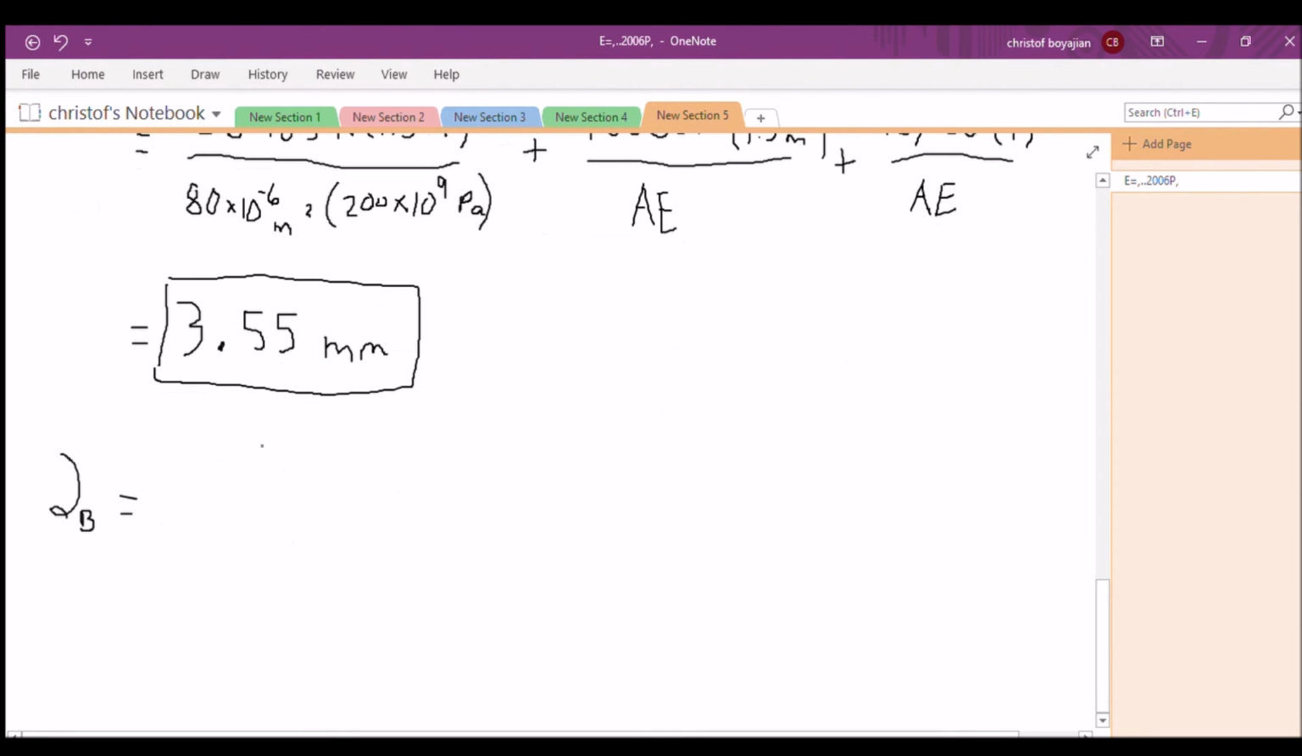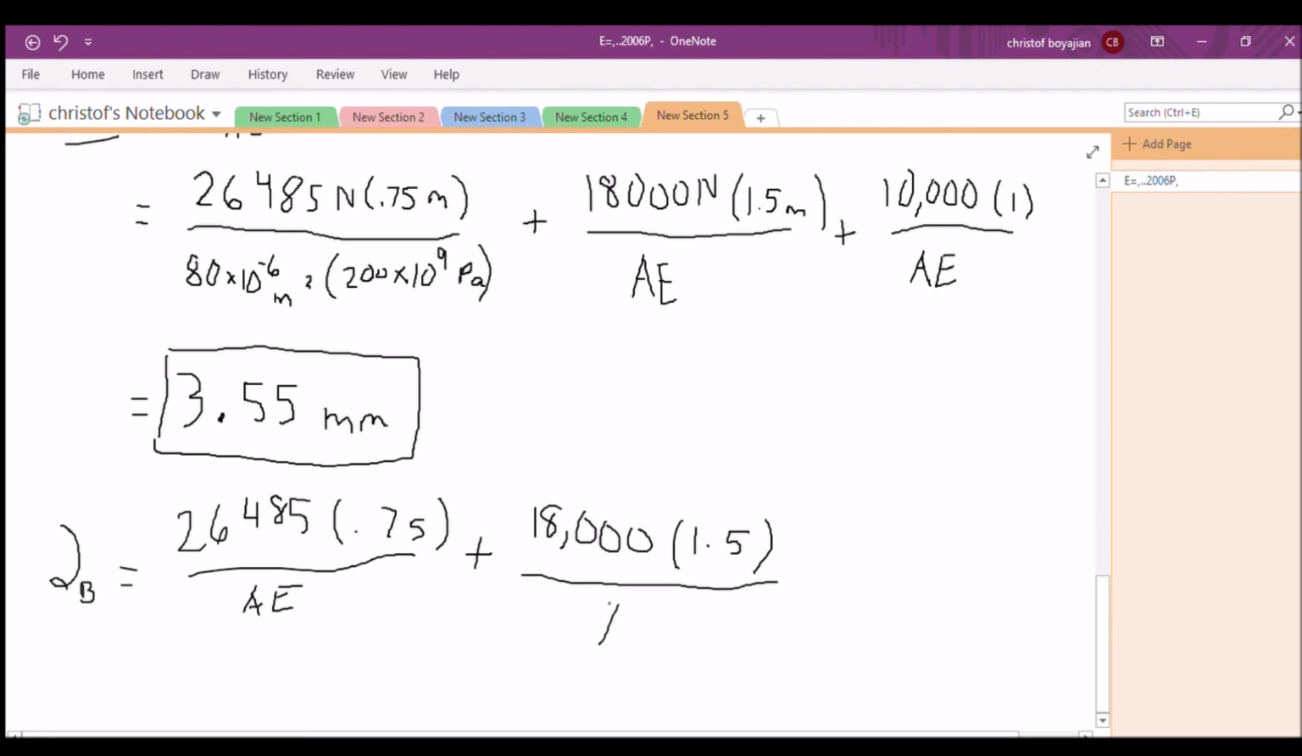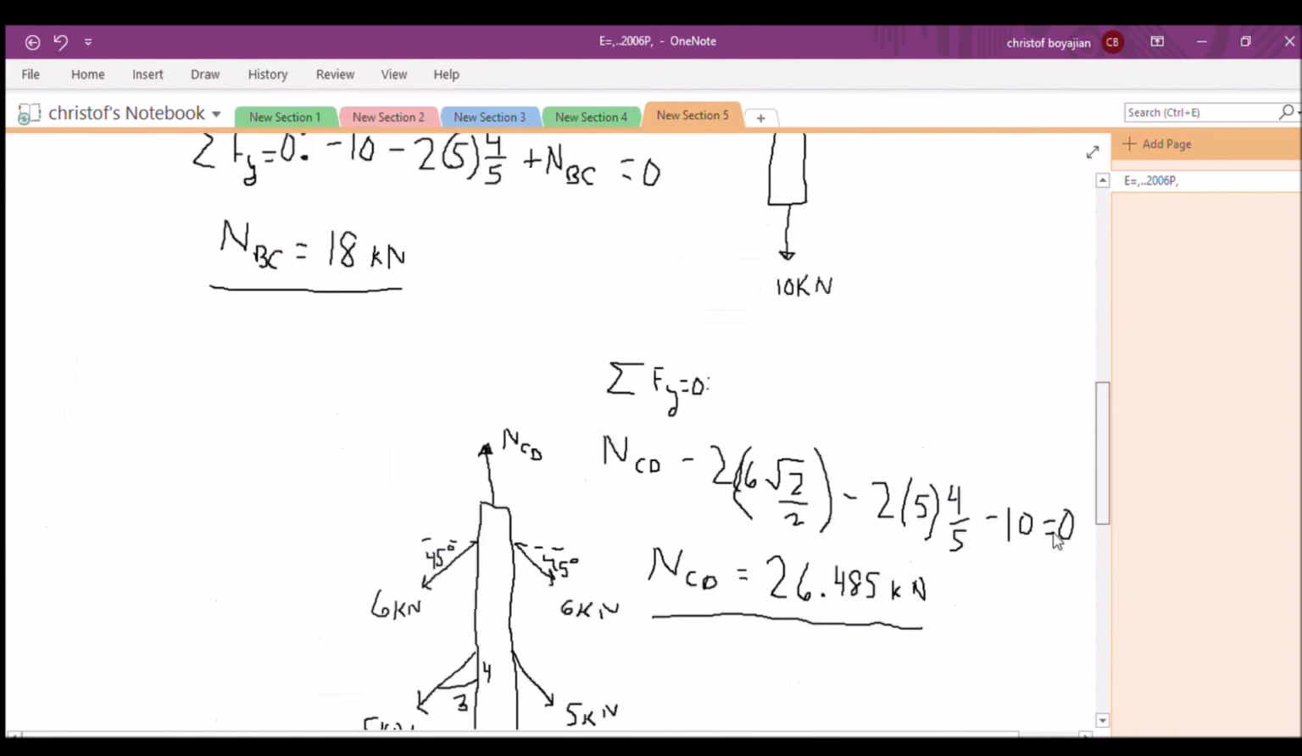So I'm going to rewrite that here. 26,485 times 0.75 divided by AE, plus 18,000 times 1.5. I'm sorry that my handwriting is a little sloppy. I'm just trying to write a little bit fast so that the video isn't too long. To save time, go ahead and plug that into a calculator, pause the video, whatever you need to do. The answer for this is going to be 2.93, rounded, millimeters.